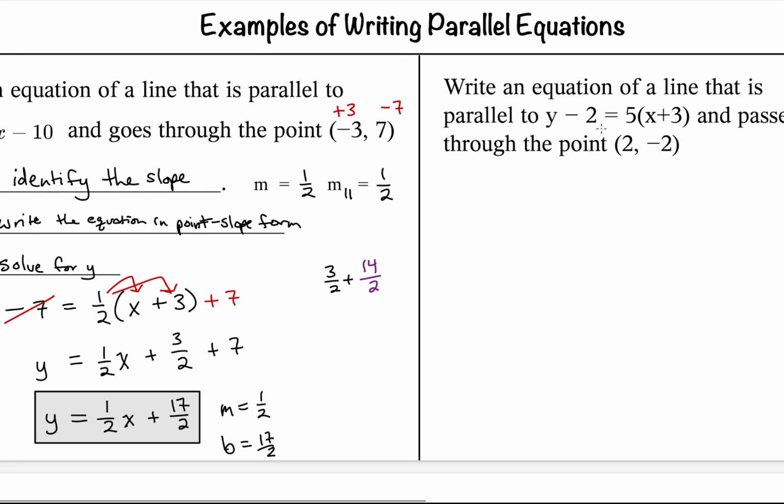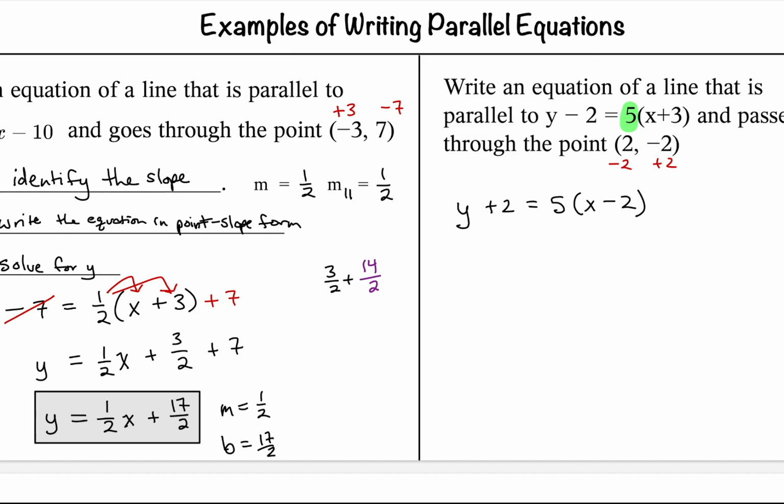In this next example, write an equation of a line that is parallel to y minus 2 equals 5 times x plus 3, and it passes through the point (2, -2). The nice thing about this is we already have the slope. We want our slope to be parallel, so we're just going to keep it as it is. So all I have to do is set up my equation. When I write the equation, it'll be y plus 2 equals 5 times x minus 2.